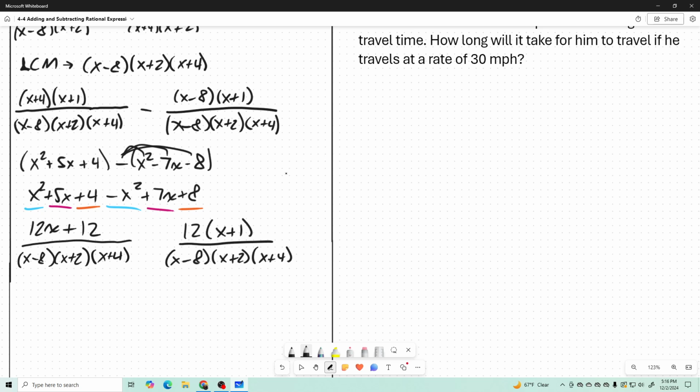So that's it. So the last thing we're going to do is the domain. The domain is x, such that x cannot equal 8, -2, or -4. And everything on this is going to be an asymptote, right? We don't have any shared from top to bottom. So if you wanted to know what the graph's going to look like, if we graph this, you're just going to see asymptotes at 8, -2, and -4.